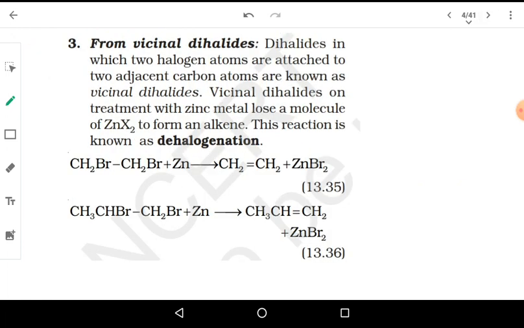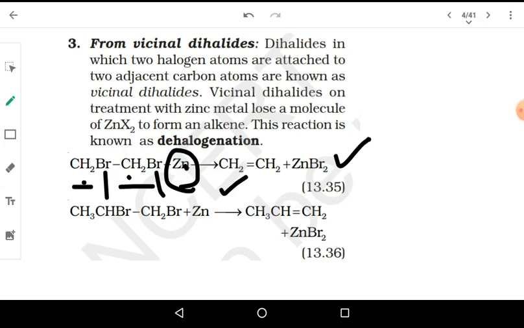Now let us see the third method of preparation, which is from vicinal dihalides. Now how can we prepare alkenes from vicinal dihalides? What are vicinal dihalides? Vicinal means neighboring positions. So in the neighboring positions, we have halogens substituted. When we treat it with zinc metal, these two halogens are removed and join with the zinc to form ZnBr2. We are left with a free radical on the first carbon and also a free radical on the second carbon. So between the free radicals of the first carbon and the second carbon, a double bond is formed. So that will result in the formation of an alkene.